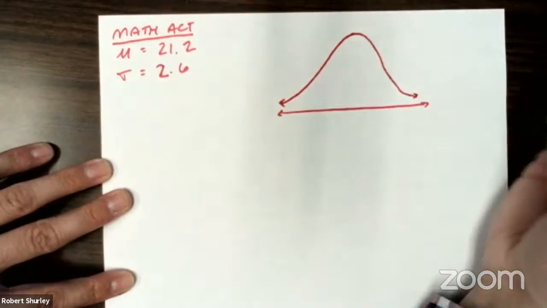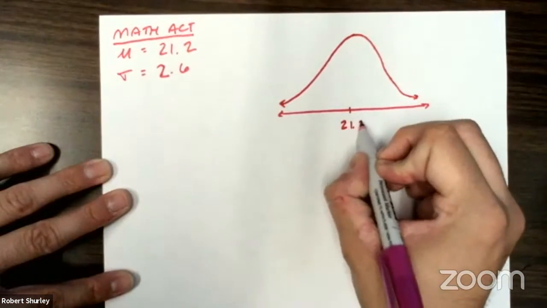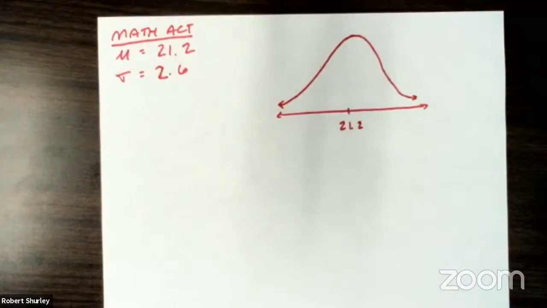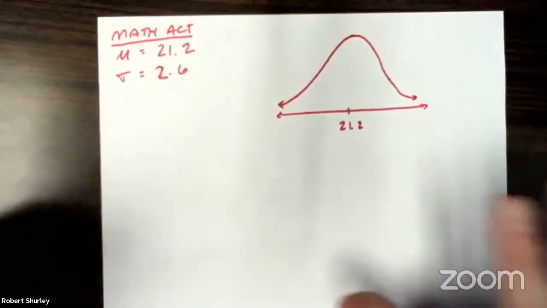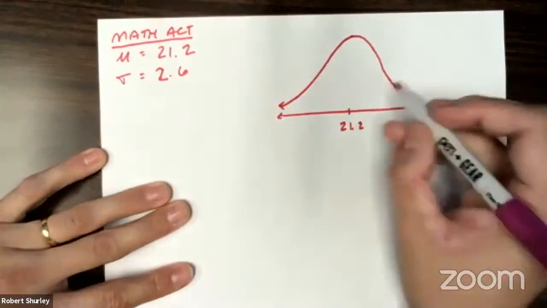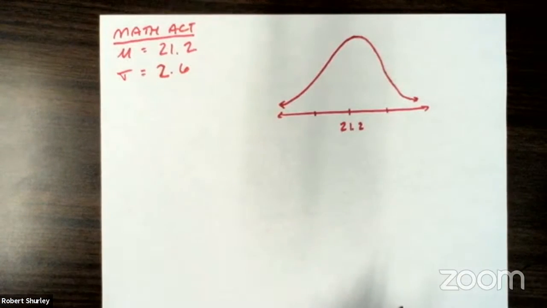It winds up being a nice normal distribution. Now we know the mean's 21.2. Now the book's going to ask you, what percent lies between two numbers? I'm just going to draw it out. So if I go up one standard deviation, and up two, I'm going to take my calculator out.